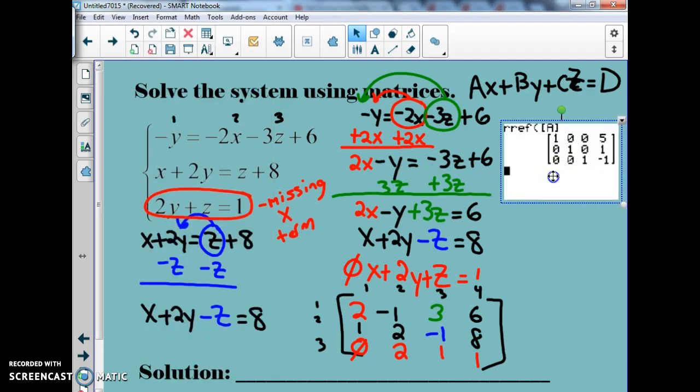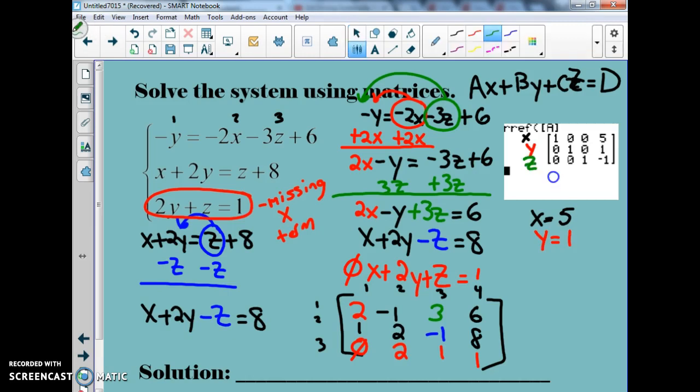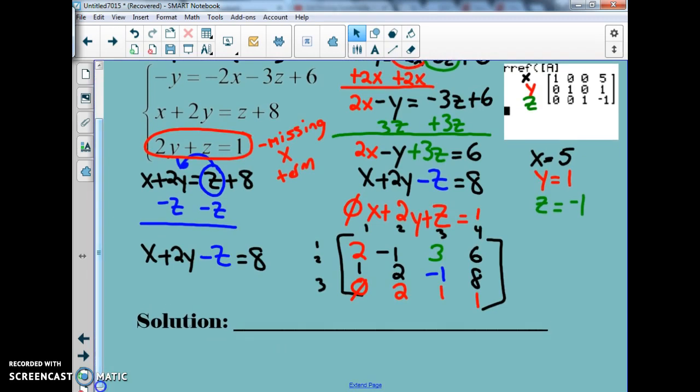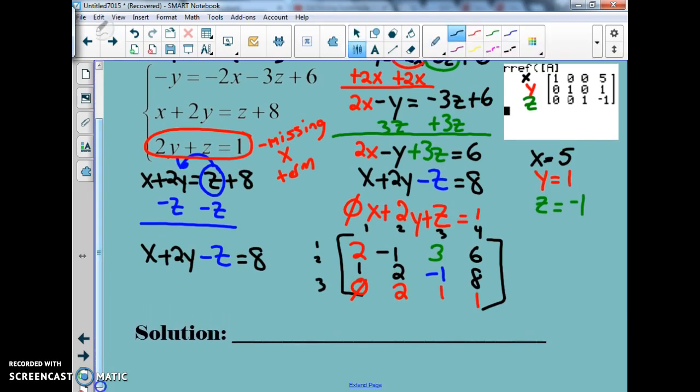Which means x is equal to 5. Y is equal to 1. And z is equal to -1. And my solution then would be 5, 1, negative 1.